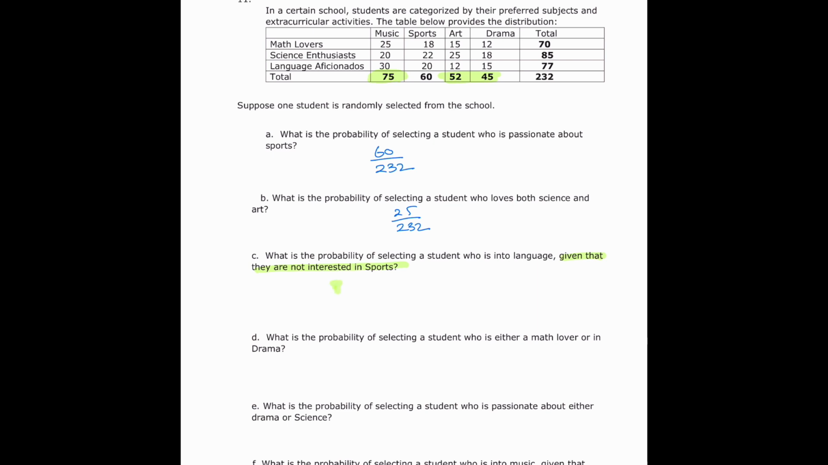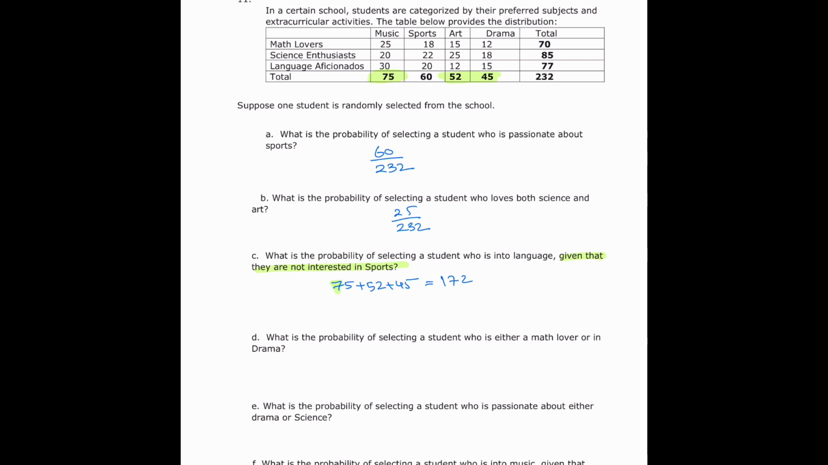So 75. So that is the total. That is going to be, let me compute that, 172. So now what is the probability of selecting a student who's into language, given that they're not interested in sports?